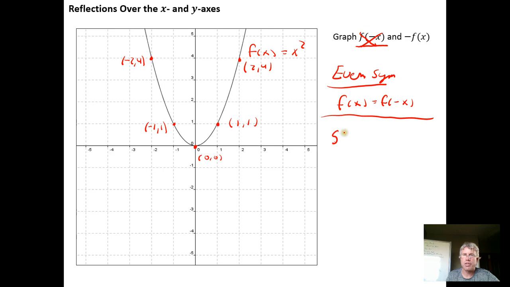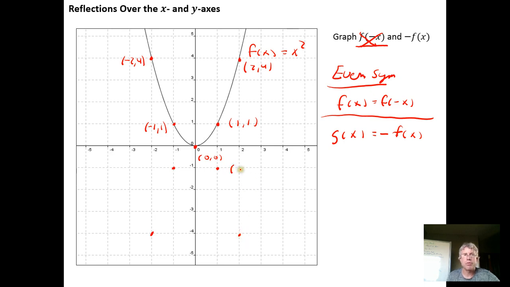Now make the graph g of x that looks like the opposite of f of x. That means negate the output variables. So we're negating the 1 and the 4. If we negate 0, we just get 0, so the origin stays where it's at. But this point gets reflected over the x-axis. This 4 will become negative 4 and get reflected over the x-axis. That 1 gets reflected to negative 1 over the x-axis, and this 4 gets reflected to negative 4 over the x-axis.